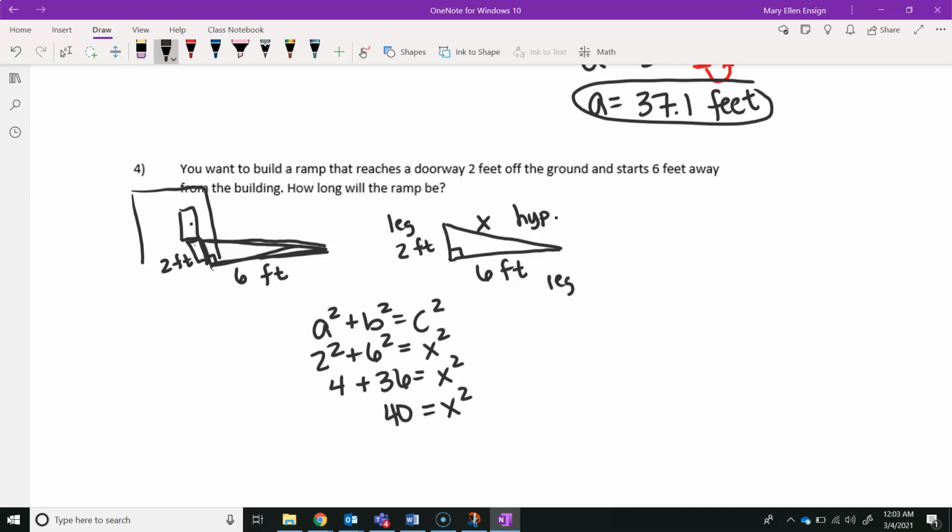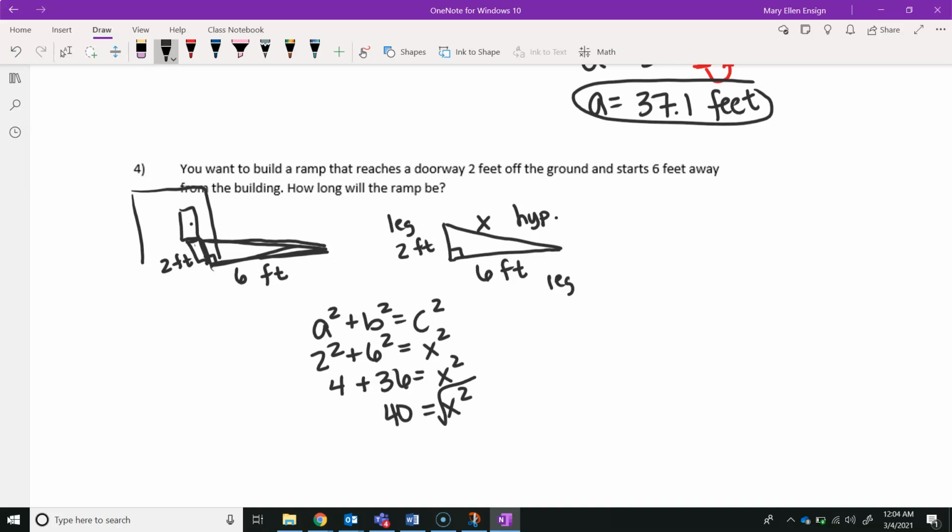So I stopped here because I want you to think about what kind of answer we're going to get, right? Think about if 40 is a perfect square. If you're not sure, think about your perfect squares, like your multiplication facts. So 2 times 2 is 4, so 4 is a perfect square. 3 times 3 is 9, so 9 is a perfect square. I will tell you that 40 is not a perfect square because 6 times 6 is 36 and 7 times 7 is 49. So it's going to be a number between 6 and 7.